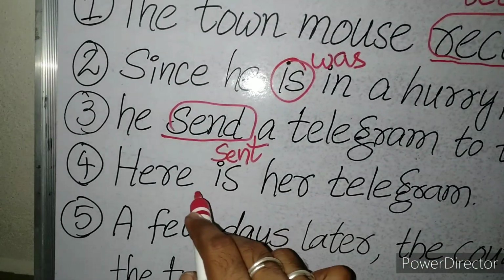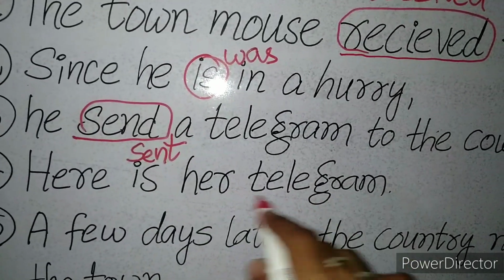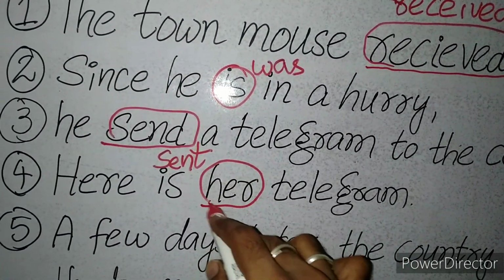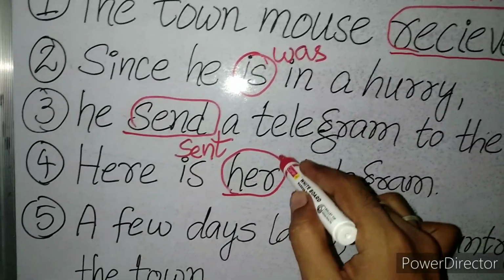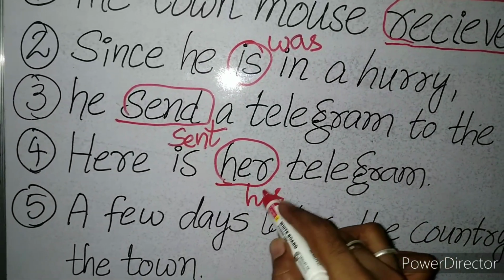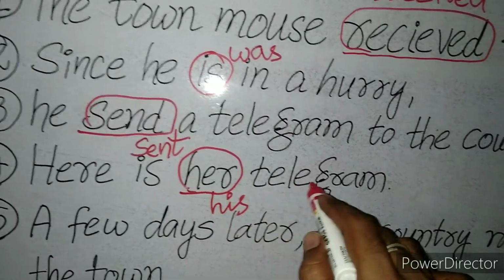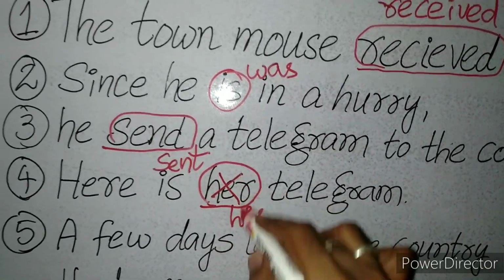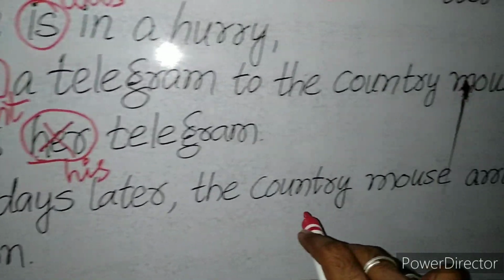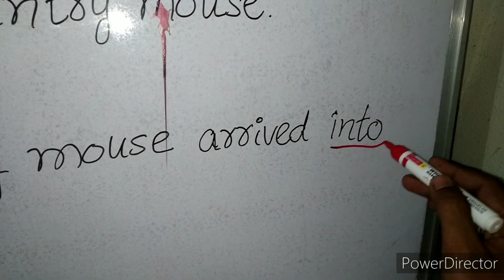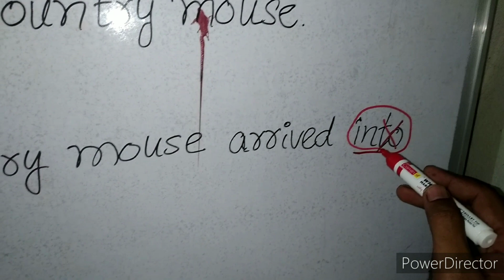Now, fourth one. Here is her telegram. Actually, you know, the country mouse and the town mouse are he. So it is his, not her. The answer is his. Here is his telegram, not her telegram. Now, fifth one, a few days later, the country mouse arrived into the town. Actually here, not into. The answer is in, not into.